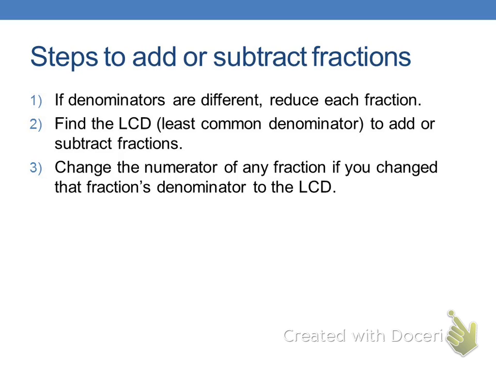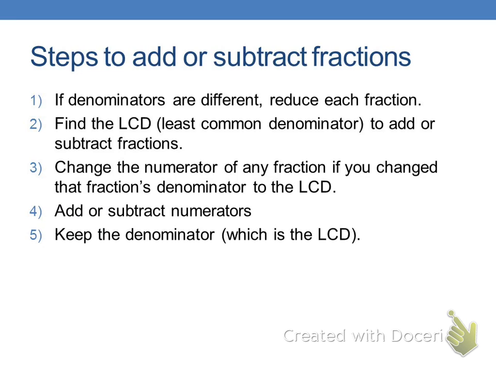Then we want to change the numerator of any fraction if you change the fraction's denominator as well. So let's say you have to multiply the denominator by 2. You also have to multiply the numerator by 2. You multiply top and bottom by the same number. Add or subtract the numerators. Keep the denominators the same. So that's another difference between multiplying and dividing, adding and subtracting. Multiplying and dividing, the numerators and denominators change. Here you only change the tops, okay? So the denominators stay the same.